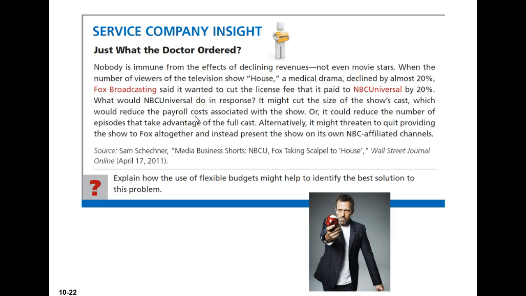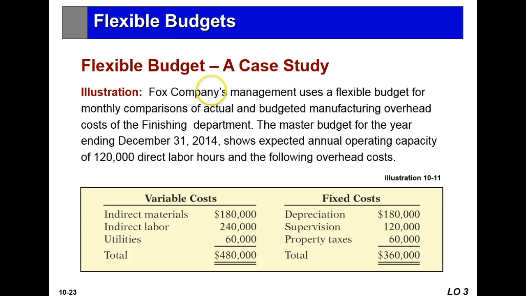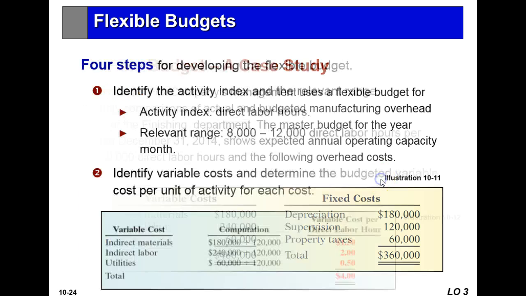See where your costs are, and based on sales revenues going down, how you can modify costs to keep in touch with the reduced income coming in. Fox's company's management uses a flexible budget for monthly comparisons of actual and budgeted manufacturing overhead costs of the finishing department. The master budget for the year ending December 31st shows expected annual operating capacity at 120,000 direct labor hours, along with the following costs. Here are the variable costs, and here are the fixed costs.